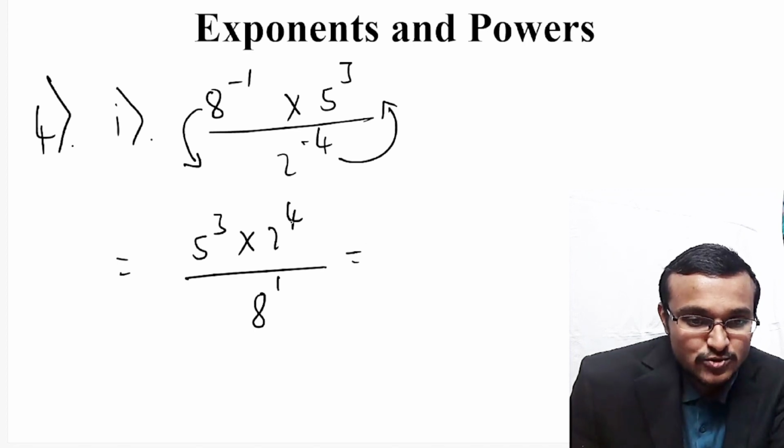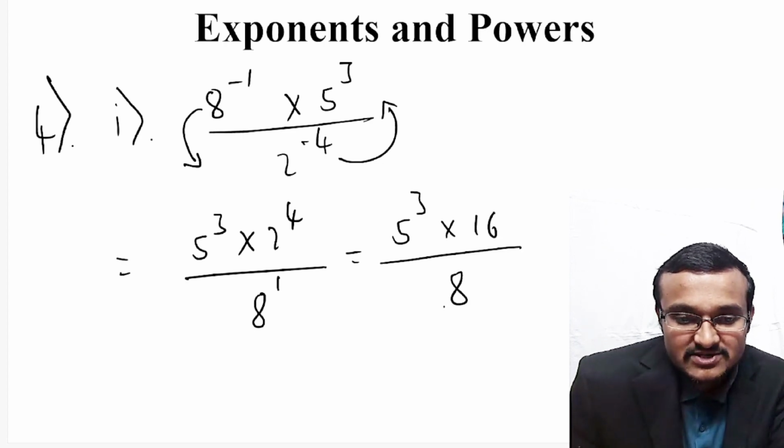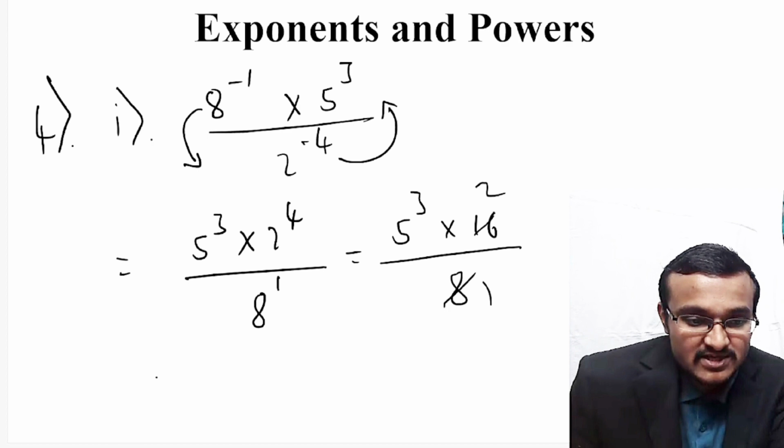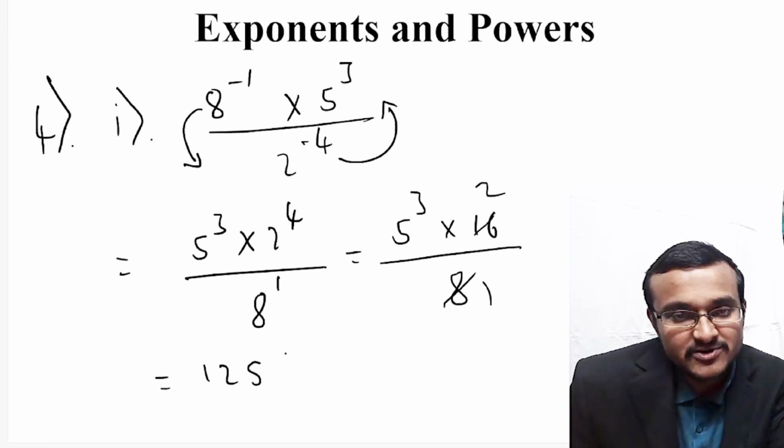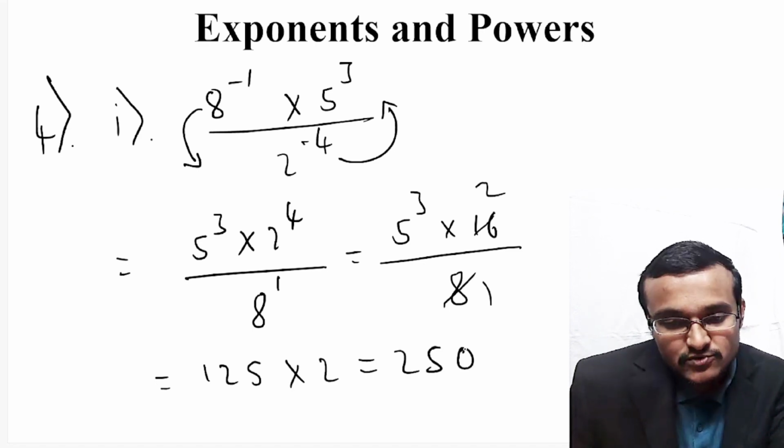So what is 2 power 4? So 5 power 3 into 2 power 4 is 16 divided by 8. So 8 ones are 8, 8 twos are 16. So what is 5 power 3? 5 power 3 is 125. 5 5s are 25, 25 into 5 is 125, into 2. So that is actually 250.